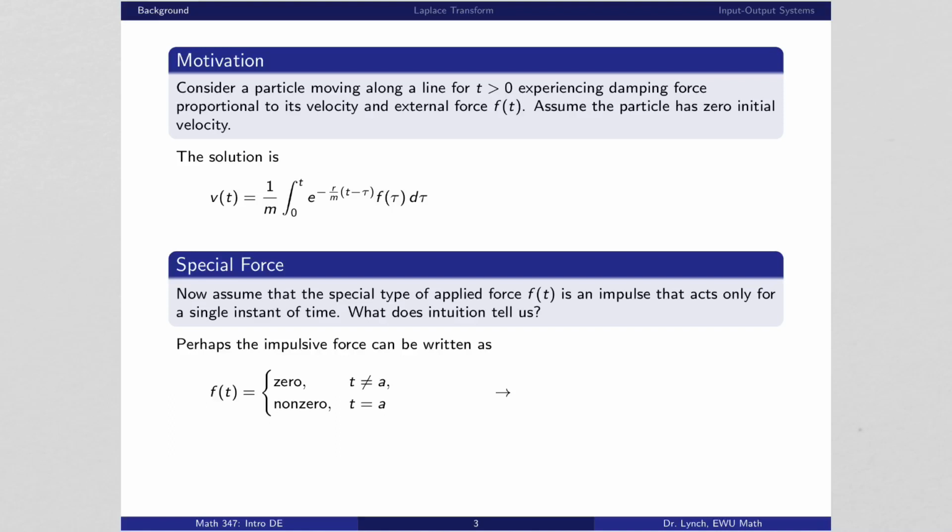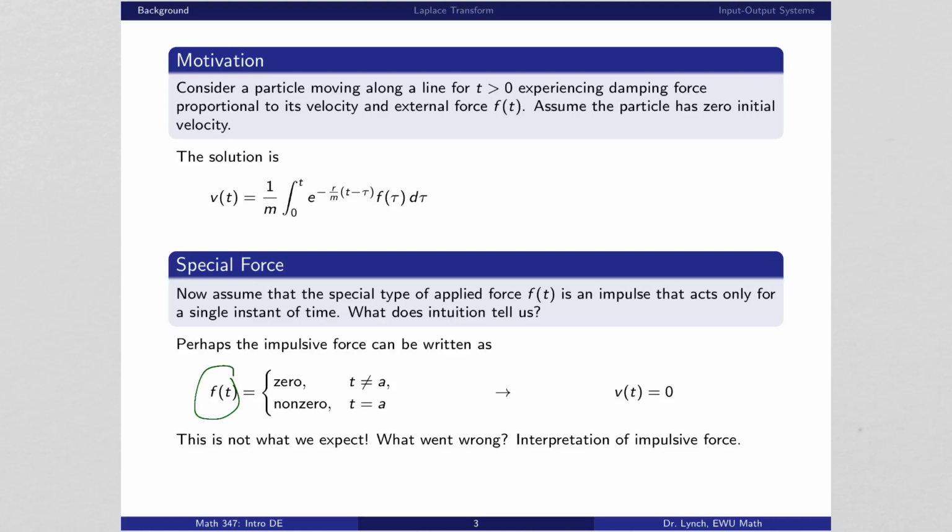Perhaps we can just express this impulsive force as something that's 0 for all t not equal to a and non-zero for t equal to a. If we use this force in our integral, it turns out that we get something that doesn't match our intuition. What we get is v equals 0. Just plugging this force that's 0 almost everywhere into this integral gives us a v that's 0, but that's not what we expect.